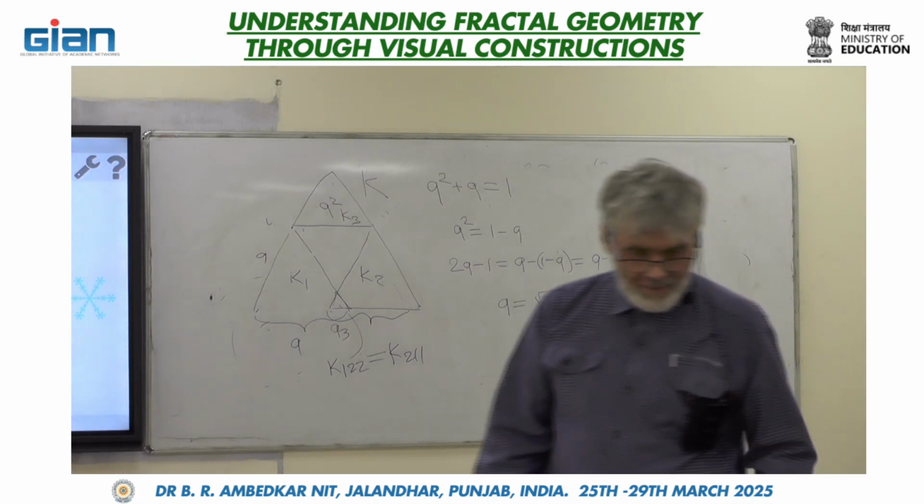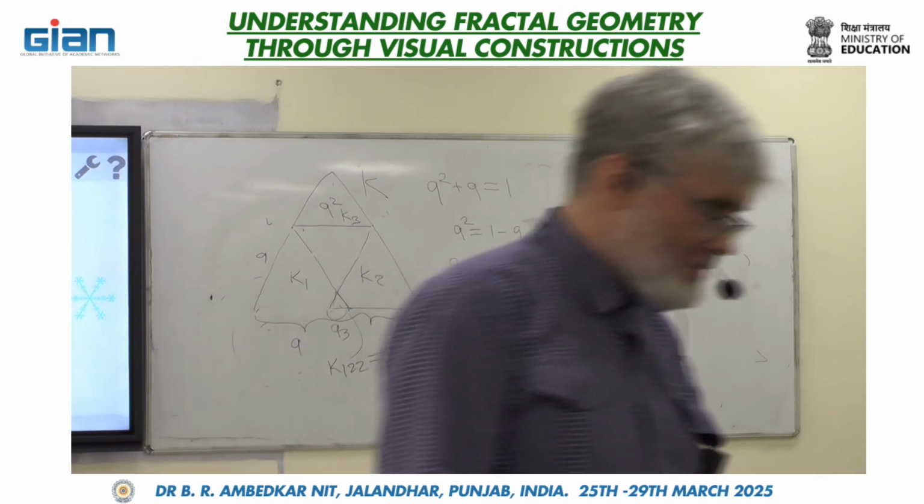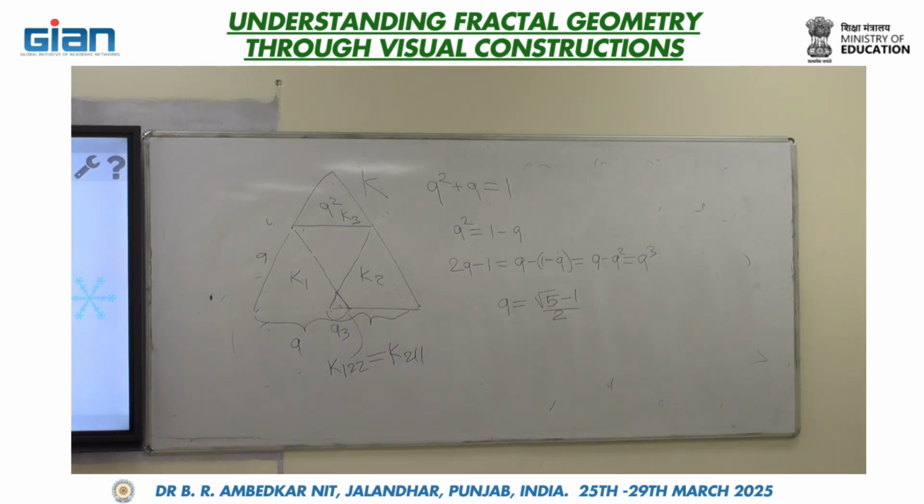Yes? In the second last, how can Q3 be? K3? Q cube. Q cube. This is the intersection. The intersection is a copy of order 3. Yes. And when it is constructed, it is very well visible.